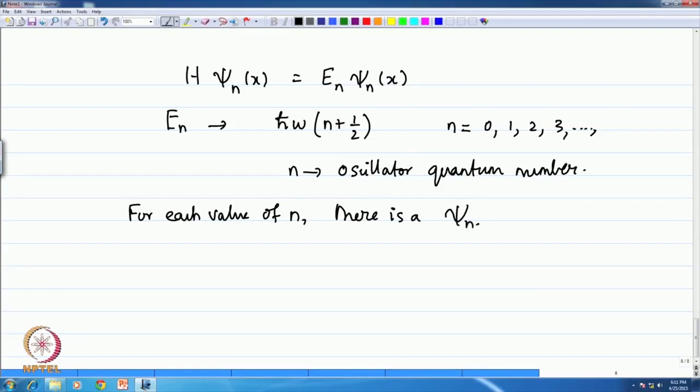The general formula for psi n, when you do the mathematics, is given by a normalization constant which also depends on this quantum number n, and an exponential of minus alpha x square by 2 times the Hermite polynomials H n root alpha x.